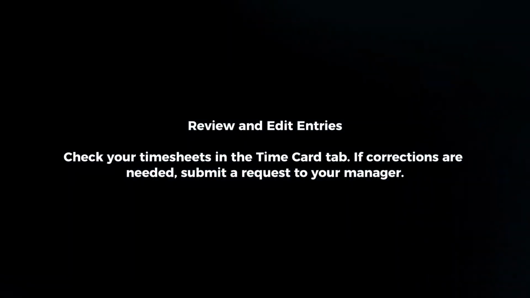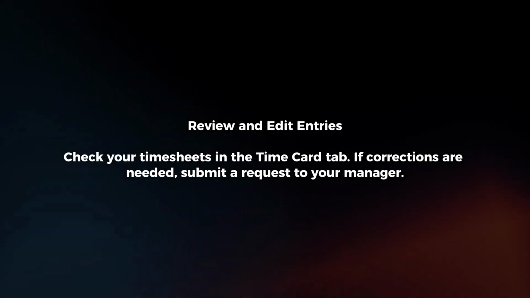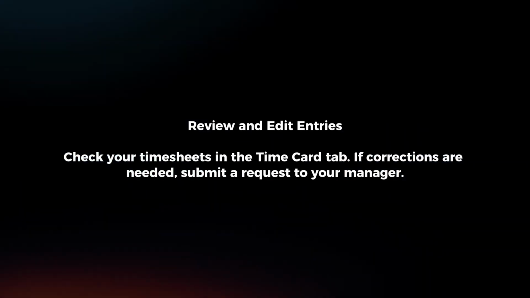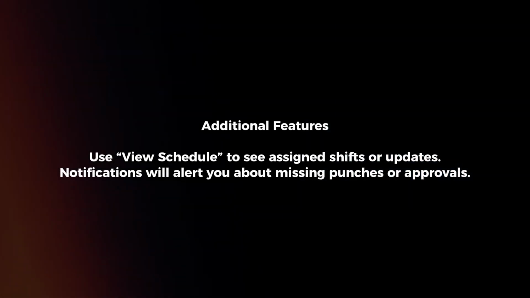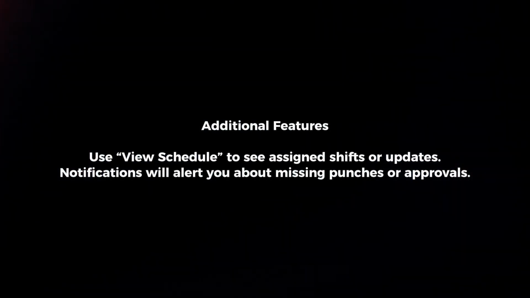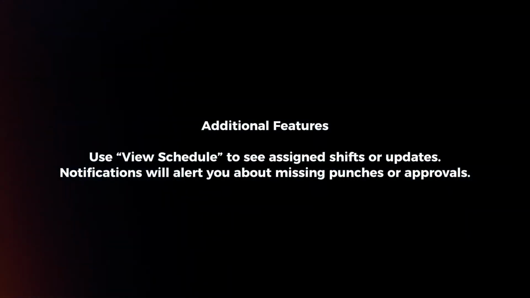Review and edit entries. Check your timesheets in the Time Card tab. If corrections are needed, submit a request to your manager. Additional features. Use View Schedule to see assigned shifts or updates. Notifications will alert you about missing punches or approvals.